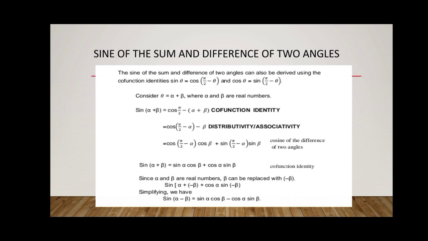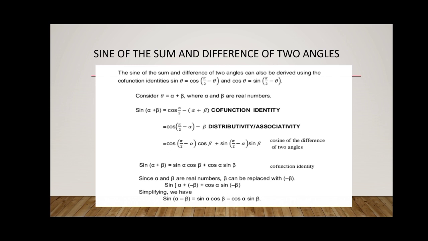Sine of the sum and differences of two angles. The sine of the sum and difference of two angles can also be derived using the cofunction identities. Sine theta is equal to cosine pi over 2 minus theta, and cosine theta is equal to sine pi over 2 minus theta.